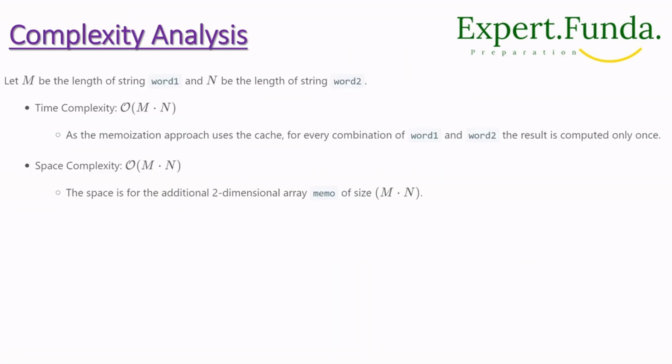Okay. Now coming to our complexity, right? If word 1 and word 2 have lengths m and n, the time complexity becomes O(m times n), because we are storing into the memory. With the memory optimization for the cache, every combination of word 1 and word 2 is computed at least one time, so m times n in the worst case. For the space complexity, we have to take one additional two-dimensional array that we call cache memory, of size m times n, right?